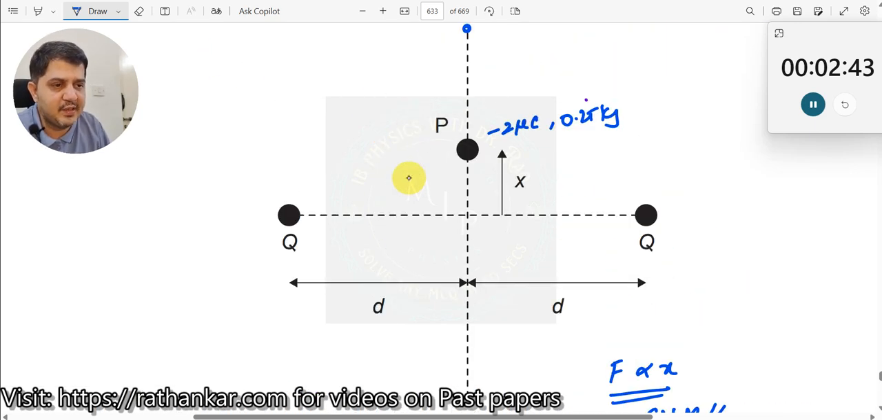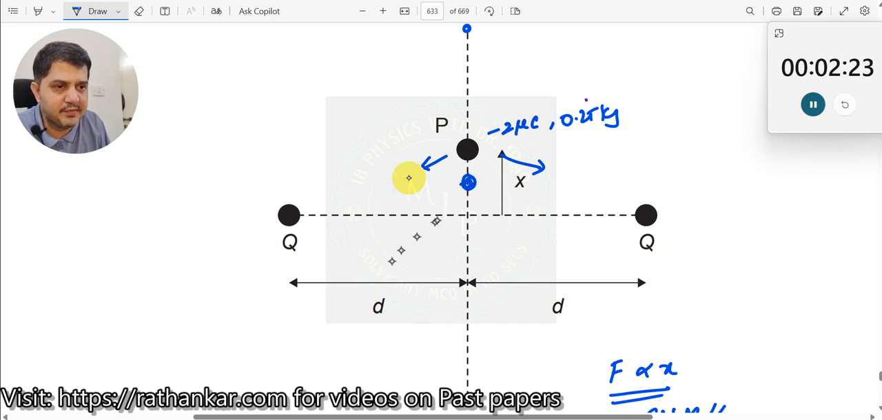Now let us understand what happens to Q. When you put the minus 2 microcoulomb over here, what will happen? This Q will attract it like this. This Q will attract it like this. So what does it do? Because they are at equal distances, it's a perpendicular bisector. See, this is d and this is d. So it cannot go this side or this side. So it will now move to here.